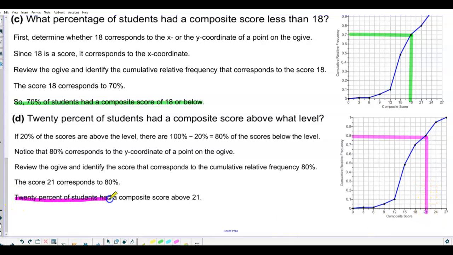So what it's saying here is that 20% of students had a composite score that was above 21. That means that anything above here was the 20%, anything below was the 80%.